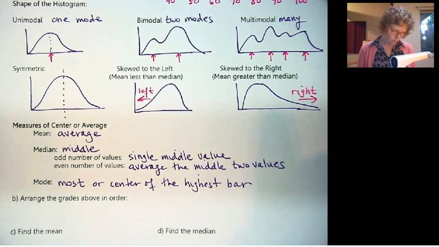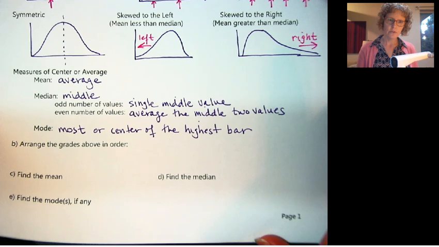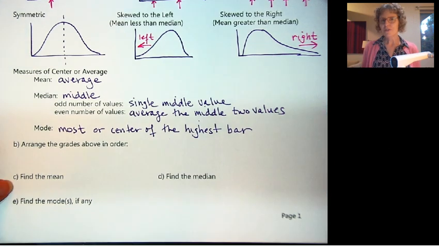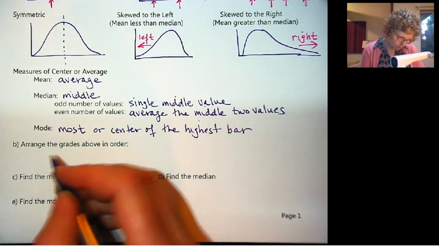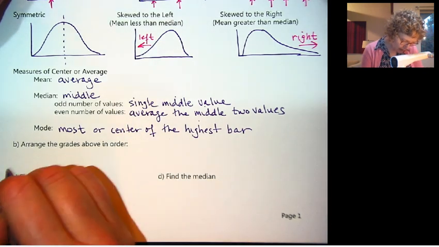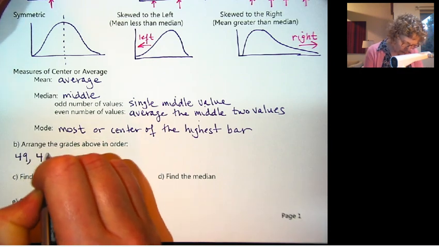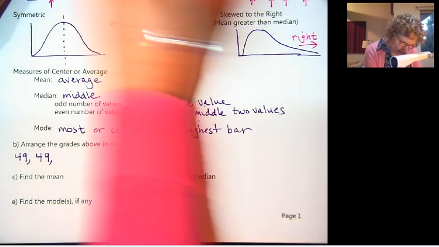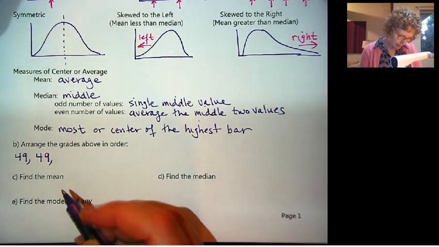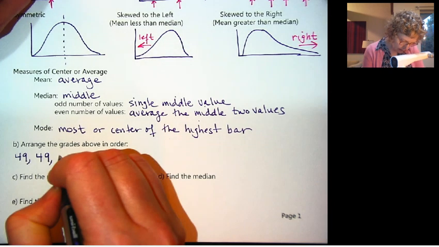So it says for letter B here, arrange the grades in order. So we have to put the numbers in order. We don't need to find the mean, but we do for the median. So let's just do it. I've got to put these in order, so we got to go back again. So 49, there were two 49s if I remember, and I've got a different color so I can double underline them. Then we had two 50s. Where are they? 52 and 58.